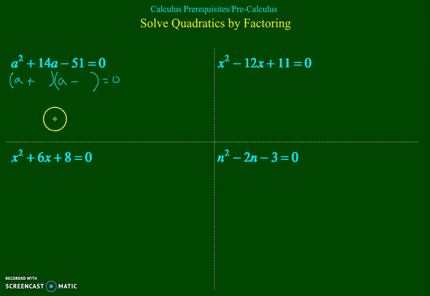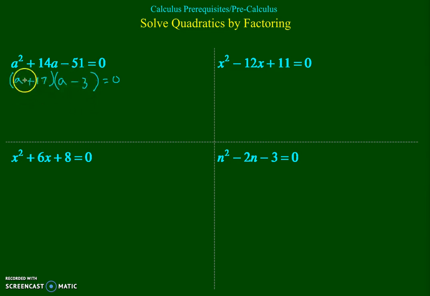So let's make one plus and one minus. Now we need factors of 51 that give us 14. The only 2 factors that I'm aware of are 3 and 17, and 51 and 1. There's no way I'm going to get 14 out of 51 and 1, but 17 and 3 would give us that if we had a positive 17 here and a negative 3 here. 17 minus 3 gives us 14.